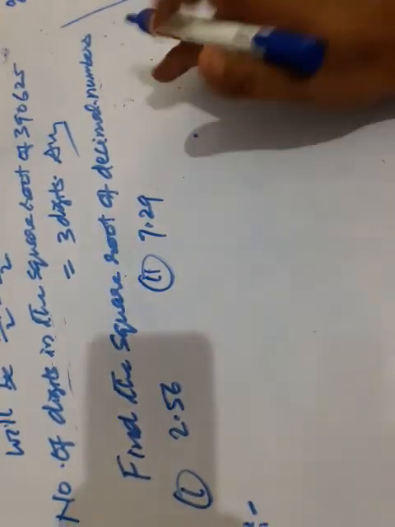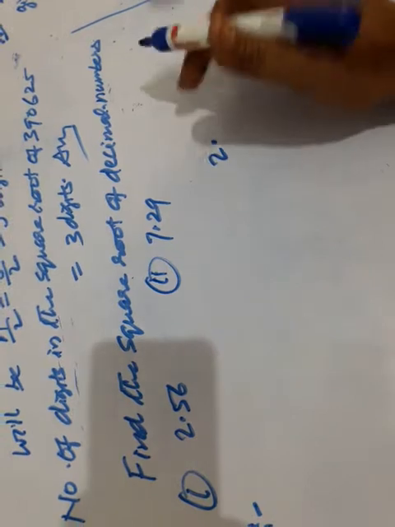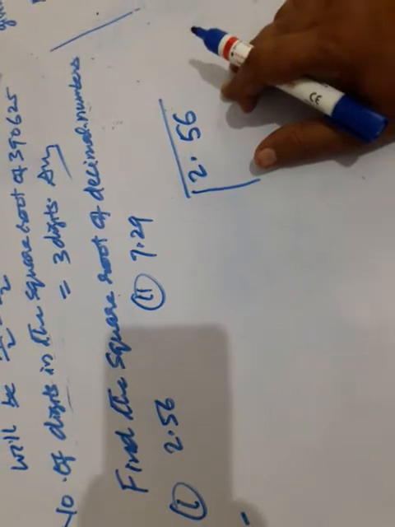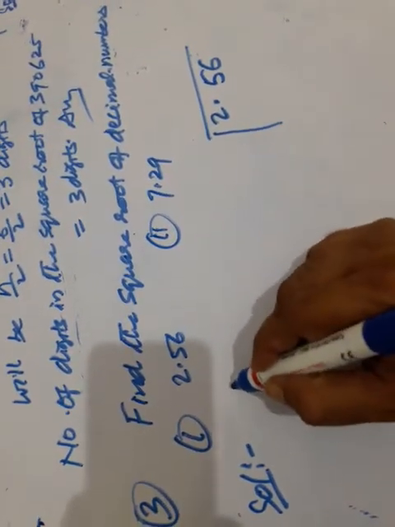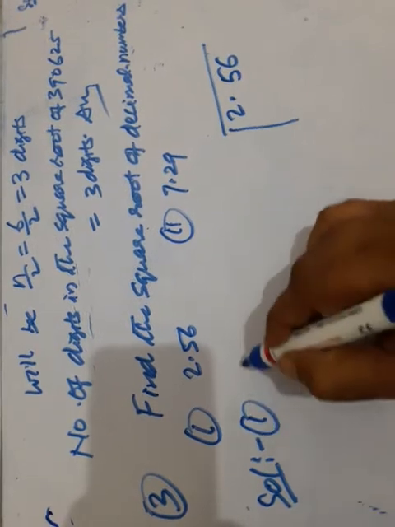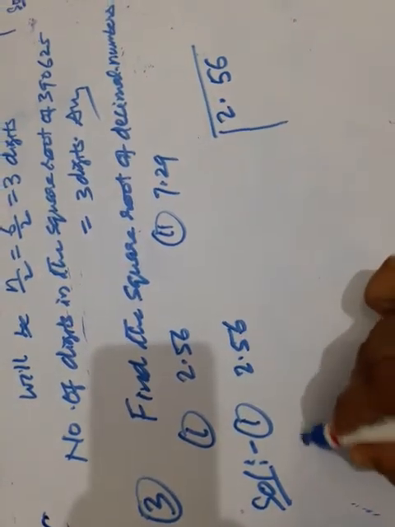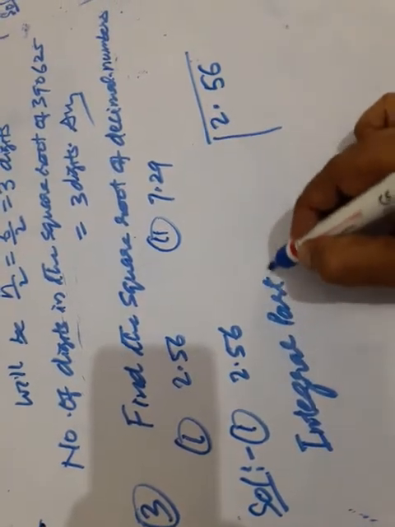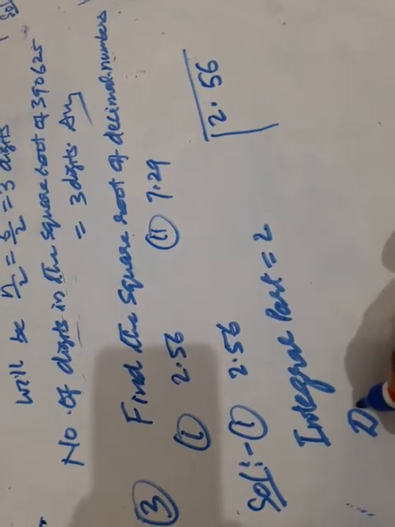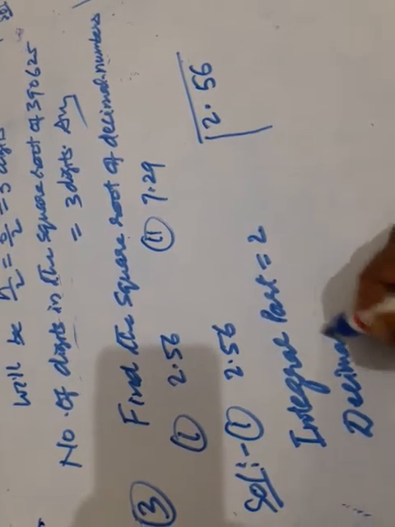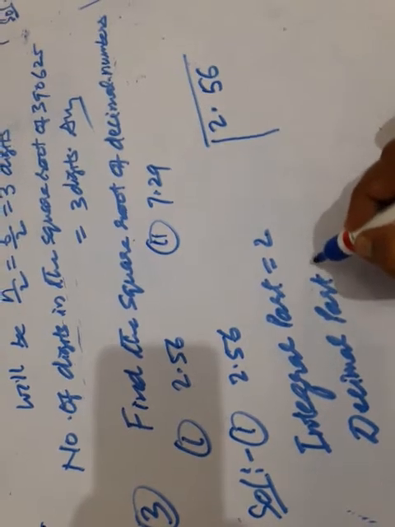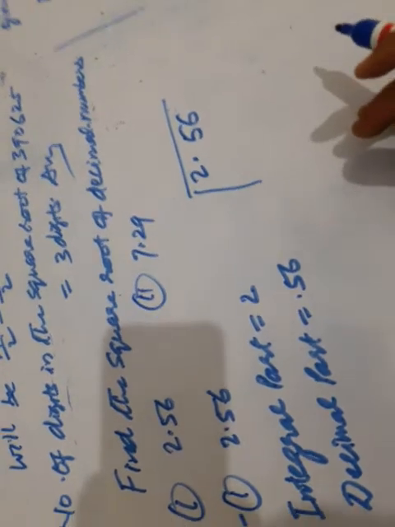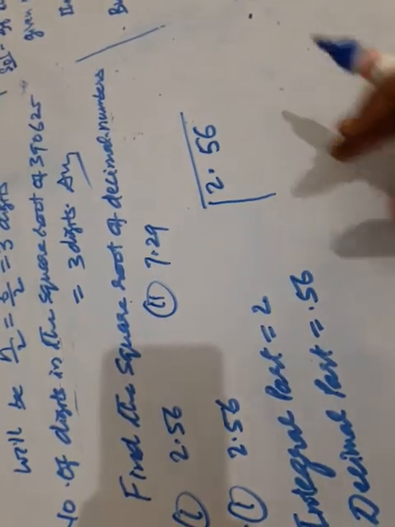Here how will you make pairs, children? 2.56. Clear? Here see, decimal numbers have two parts. The integral part, that is 2, and the decimal part is 56, that is 0.56. Okay, children. So first see how you will make the pairs.